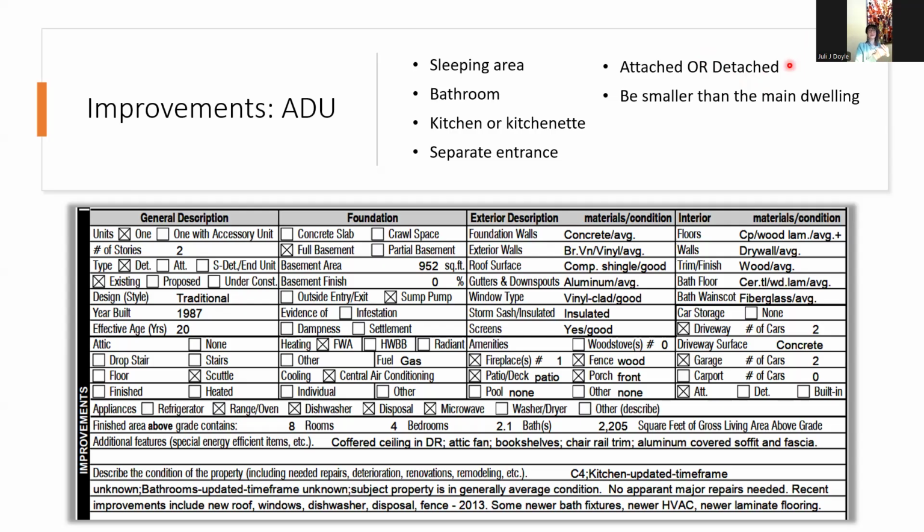I would probably say one of the second most important things about the accessory dwelling unit would be that it has to be smaller than the main dwelling. So they cannot have an accessory dwelling unit that is tricked out, huge, and better than the actual unit that they are living in.